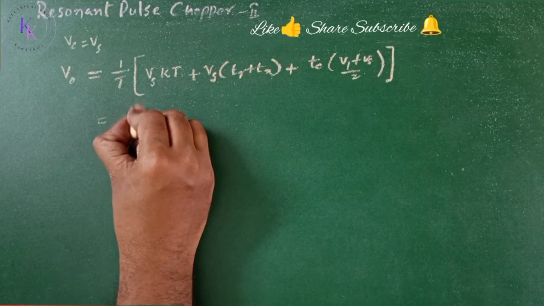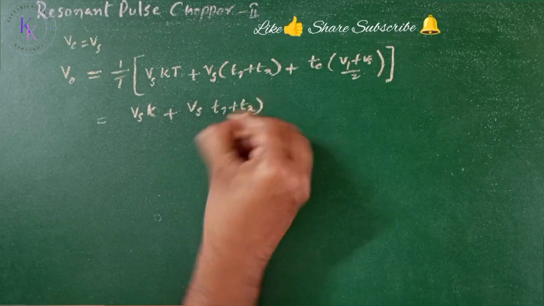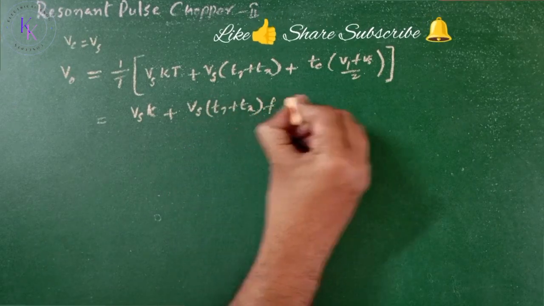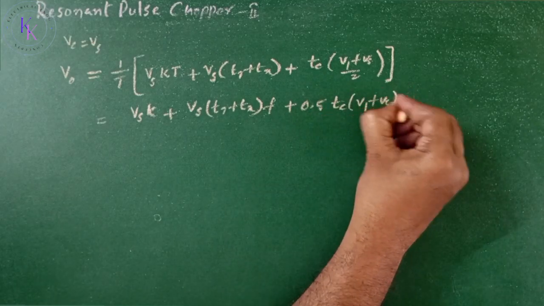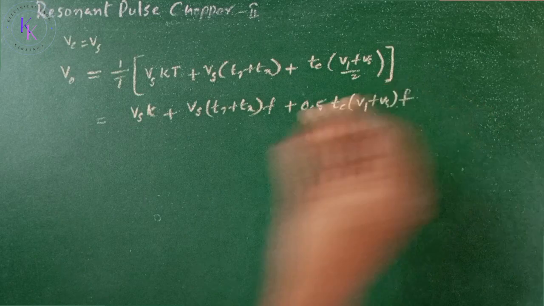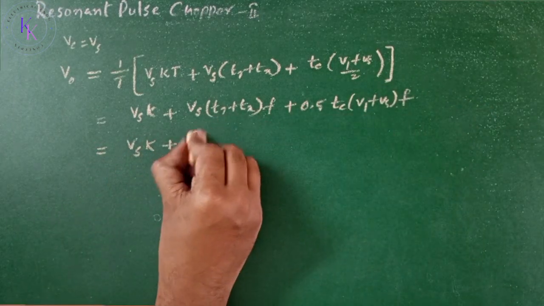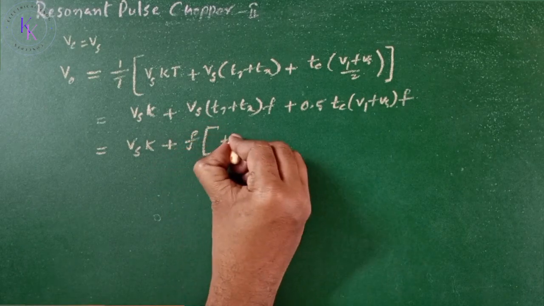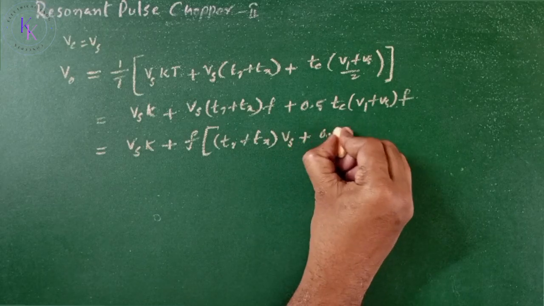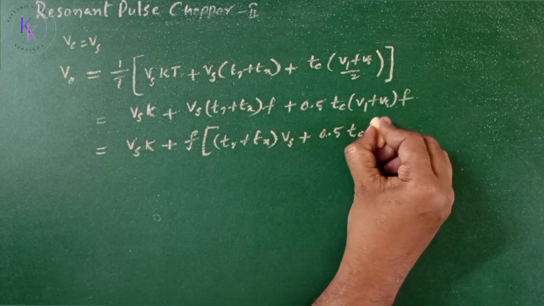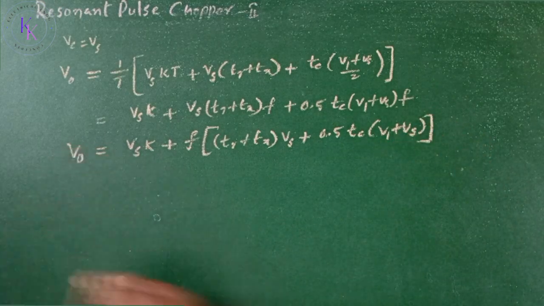Let us solve this. Vs k plus Vs (Tr plus Tx) of 1 by T, which is nothing but f, plus 0.5 Tc of (V1 plus Vs), again 1 by T is multiplied by f. Now Vs k plus, take out the f common from these two, then f of (Tr plus Tx) of Vs plus 0.5 times Tc of (V1 plus Vs). This is the output voltage V0.